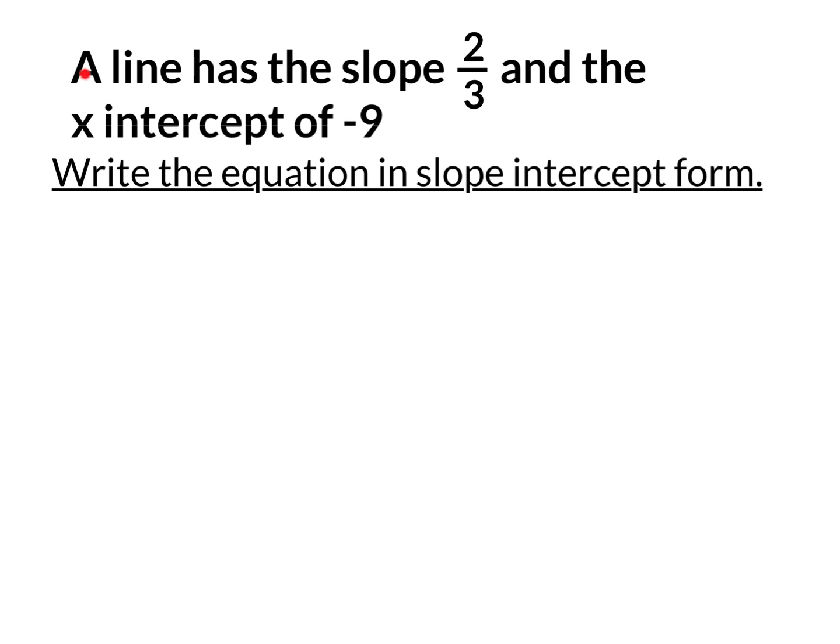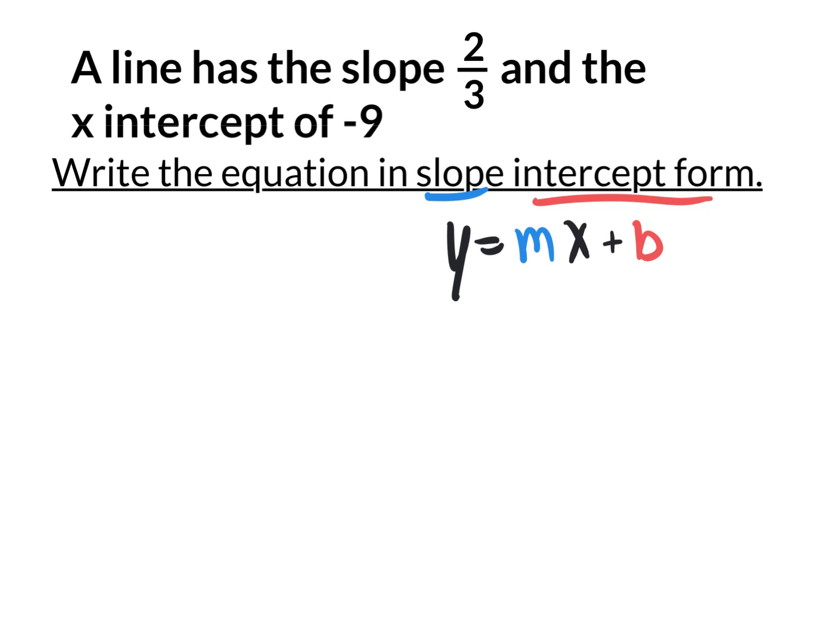So on this question, it says a line has the slope 2/3 and the x-intercept of -9. It says write the equation in slope-intercept form. And everybody should know that slope-intercept form is y equals mx plus b. So you need two things to write a slope-intercept form equation. You need the m and the b. And you're thinking, well, they give us the slope and they give us an intercept. Hey, I'm ready to go.